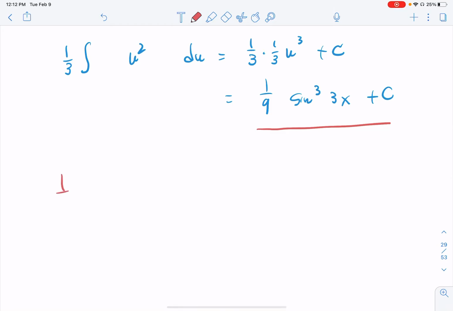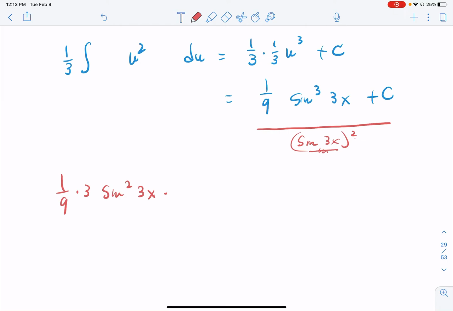Let's bring down the 1/9 and leapfrog the 3 down. So I'm going to have times 3 sine squared of 3x times the derivative. So I'm going to rewrite that again like this: the sine of 3x squared. So we took the derivative basically of the exterior with respect to the interior. Now we have to take the derivative of the interior.